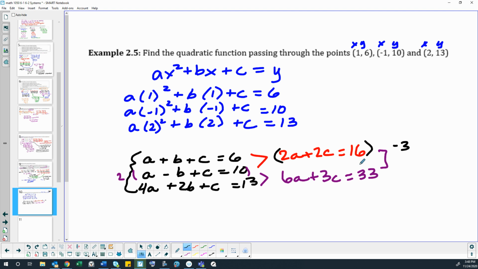Okay, so I'm going to multiply that first equation by -3, and I'm going to write it down. -6a minus 6c equals -48. I know these get kind of confusing.